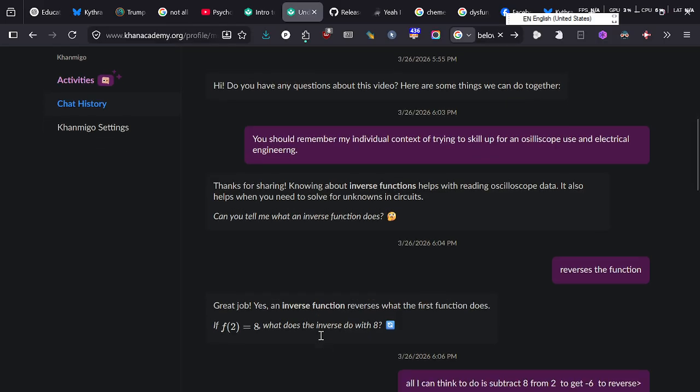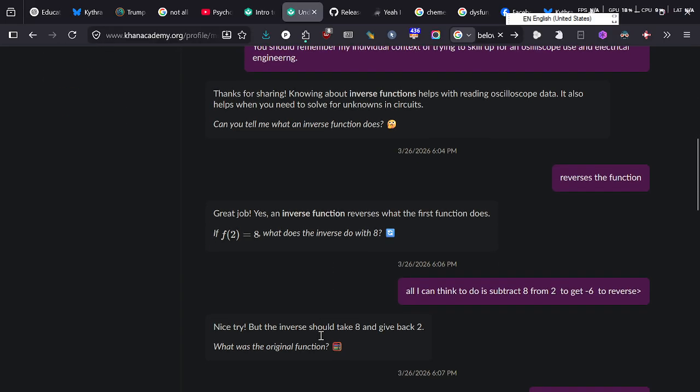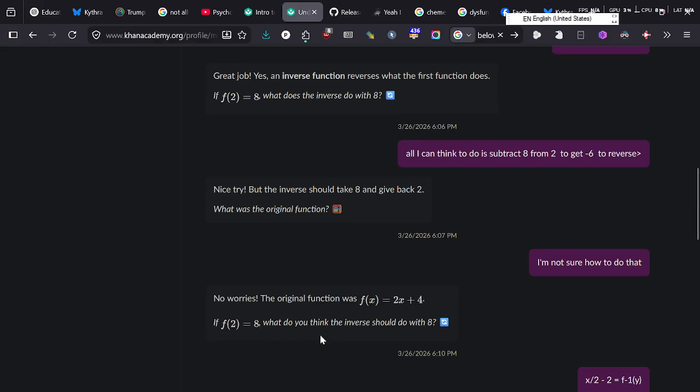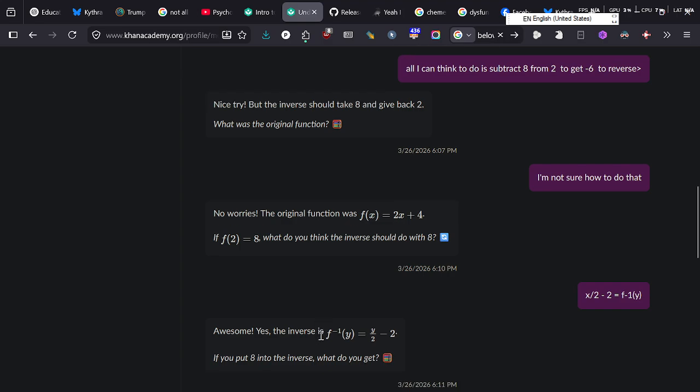And thanks for sharing. Can you tell me what the inverse function does? Reverses the function. Great job. Yes, an inverse function reverses what the first function does. If f of 2 equals 8, what does the inverse do with it? And I said all I can do is subtract 8 and get minus 6 to reverse. Nice try, but the inverse should take 8 and give back 2. I'm not sure how to do that.